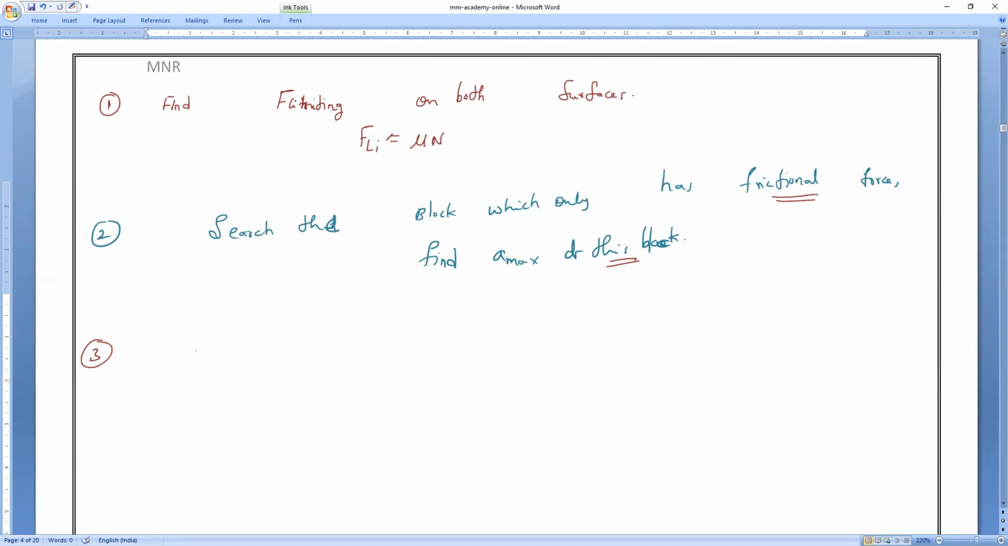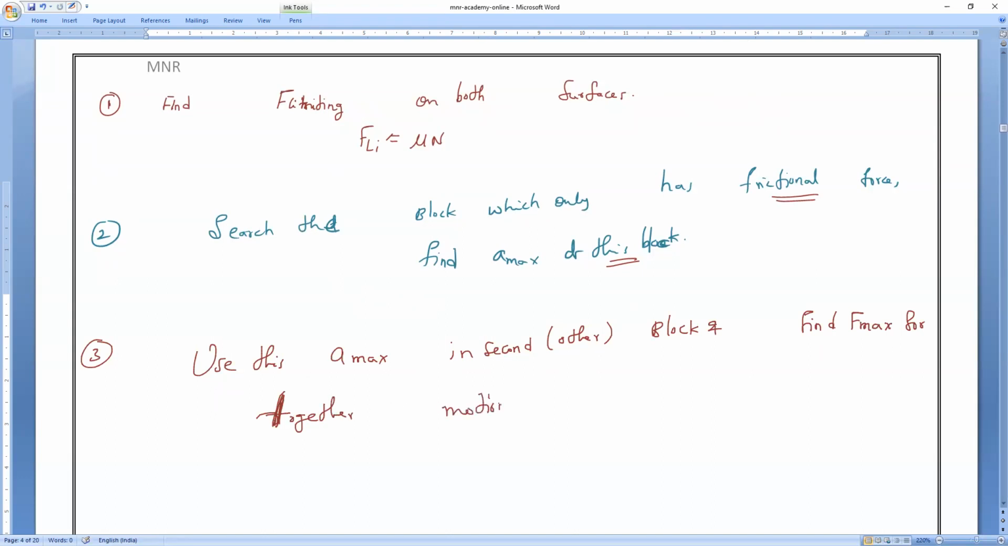Next, use this A maximum in the second. In the second means the other body, the other block, and find F max. That means the maximum force for together motion. Is it okay, brothers? All of you? Yes, please. Together motion. That's all.